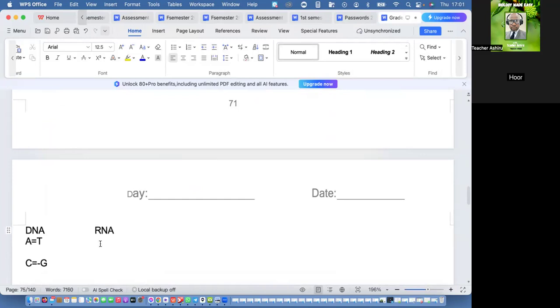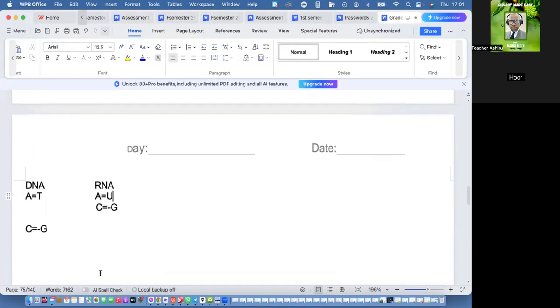In RNA, it's a lot different. Well, almost similar, but also different in one area. In RNA, we have A bonded with what? Tell me what it will bond with. And then C bonds with G. So tell me what A will bond with for RNA. U, correct. It will bond with U, uracil. So that is the difference between the two.